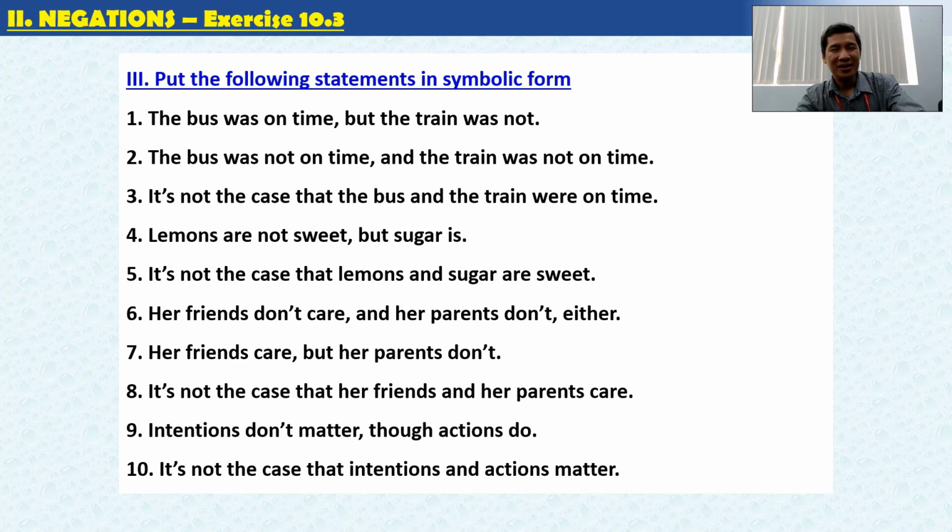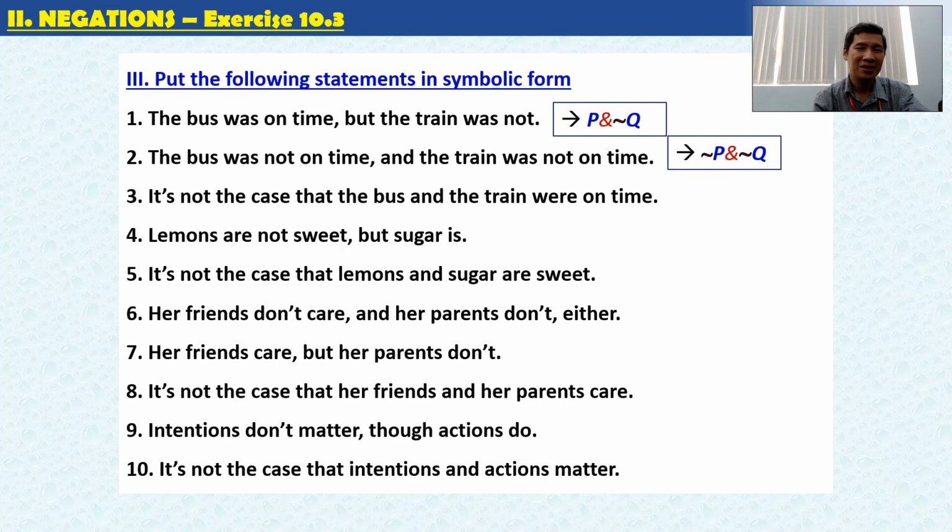Now you put these statements in a symbolic form. The bus was on time, but the train was not. It means was not on time. P and not Q. Right? The bus was not on time and the train was not on time. Not P and not Q. We have negative statements. It is not the case. The bus and the train were on time. So not the case P and Q.